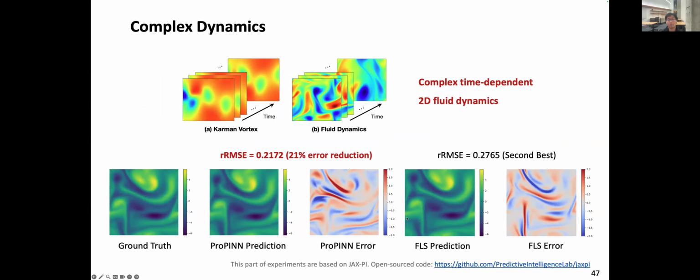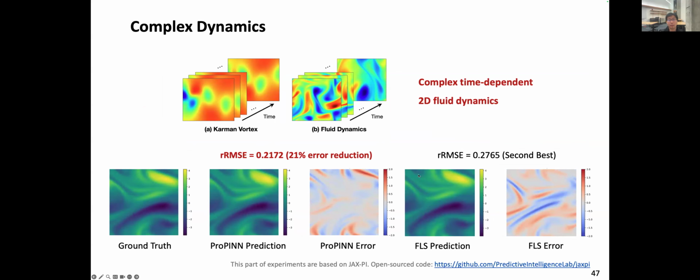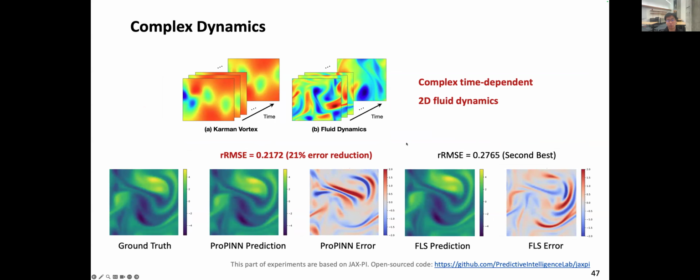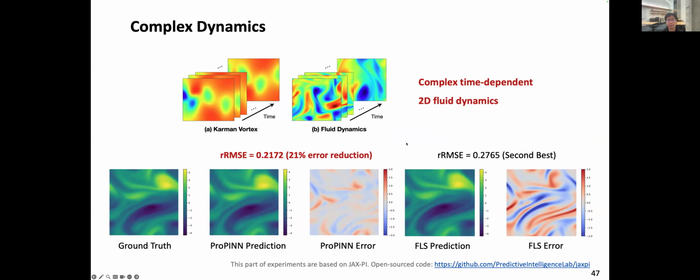Here is an example of fluid dynamics. The model is required to solve the dynamics for the future 10 seconds. You can find that ProPINN can achieve a much lower prediction error than the second best model.